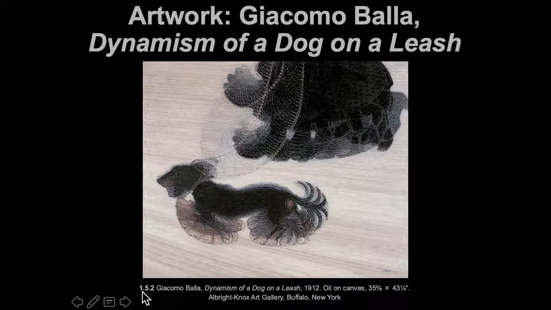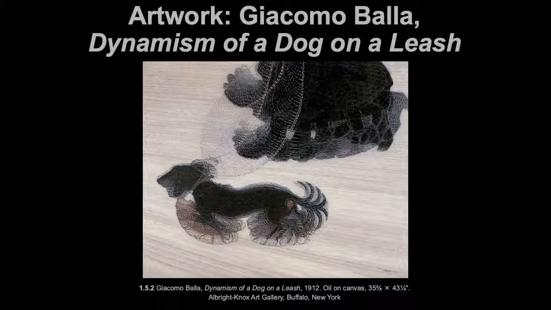This is Dynamism of a Dog on a Leash, another implied motion piece, and this is a futurist. This is Giacomo Balla, much later, 1912. This is a 100-year-old piece. We were just looking at a 500-year-old piece. Yeah, if my math is right, which easily could not be. I think it's 400. Okay, so our futurist people. This is early 20th century. A lot of things are happening. A lot of concepts are out there.